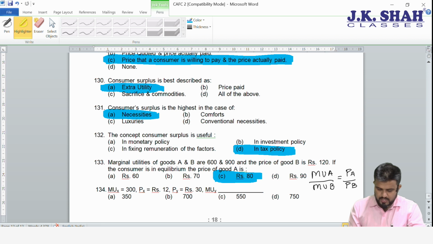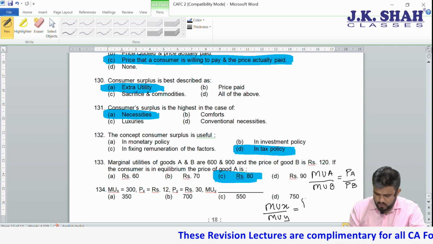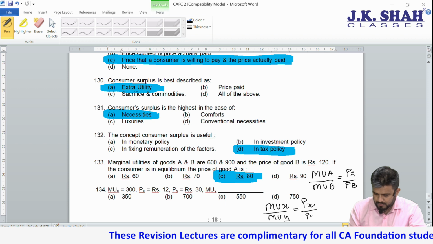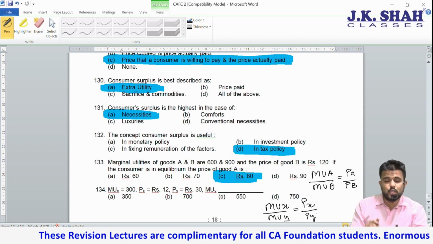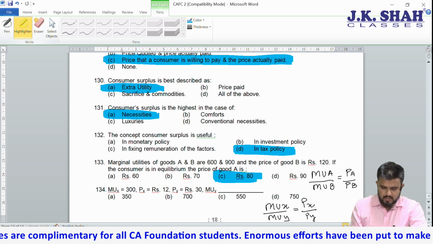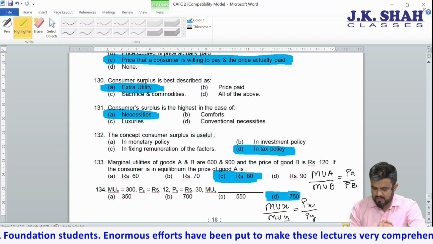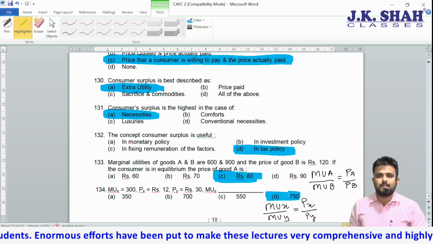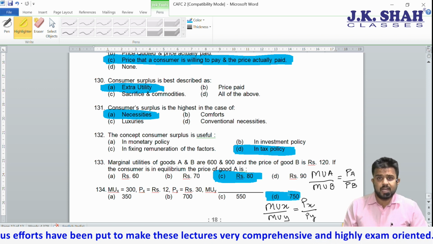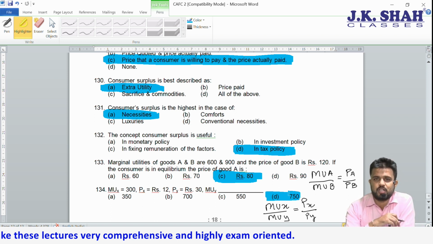Next is also same. I will write formula for you. Marginal utility of X upon marginal utility of Y equals to price of X upon price of Y. Substitute the numbers. Find the one which is not given. Here you will get the answer as 750. So students, this is the end of your chapter 2 MCQs and end of your chapter 2.